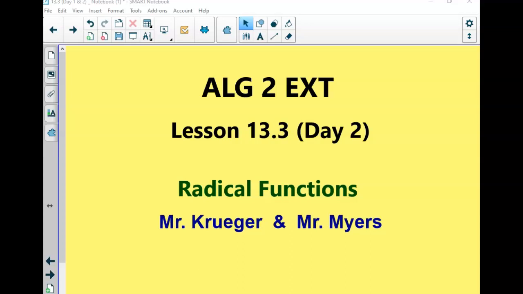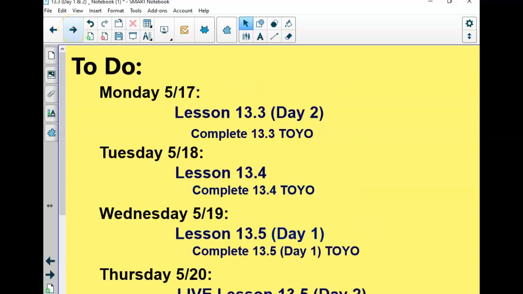Okay, good morning, guys. Today we're doing 13.3, day 2. Should be kind of a short lesson here, but pay close attention. We'll move right along. So this is the rest of the week. Tomorrow we're going to do 13.4.